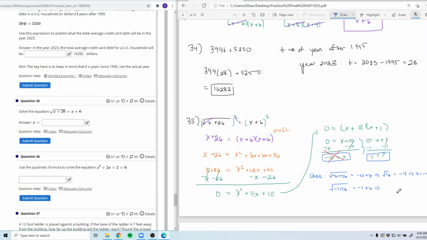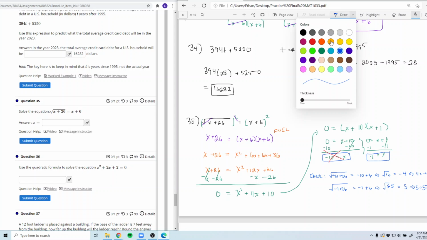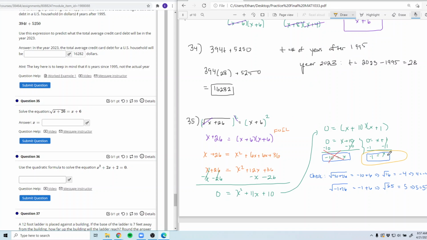Inside the square root, negative 1 plus 26 is 25. And negative 1 plus 6 is 5. The square root of 25 is in fact 5. We get 5 equals 5. Yes, that's definitely true. And because of that, it is actually an answer. Our only answer is x equals negative 1.